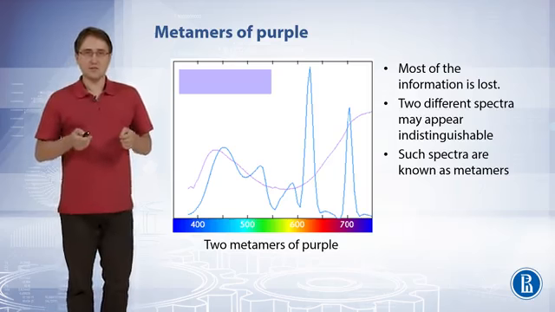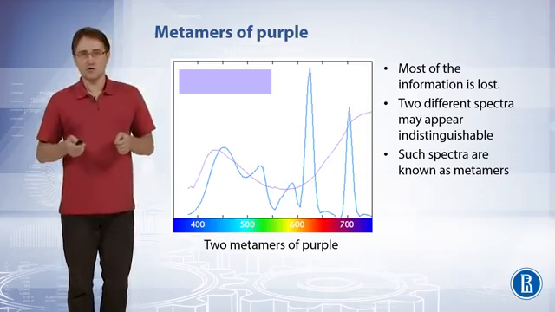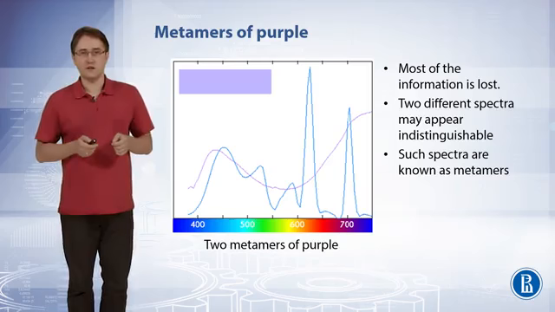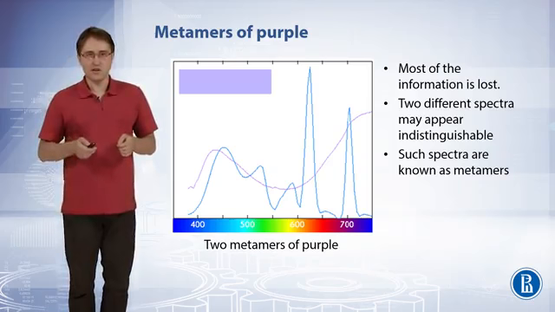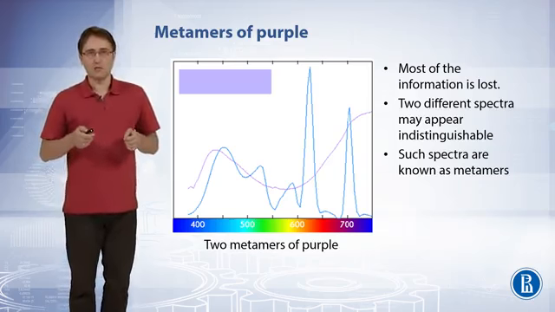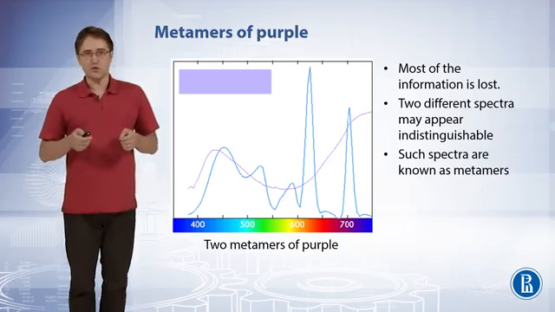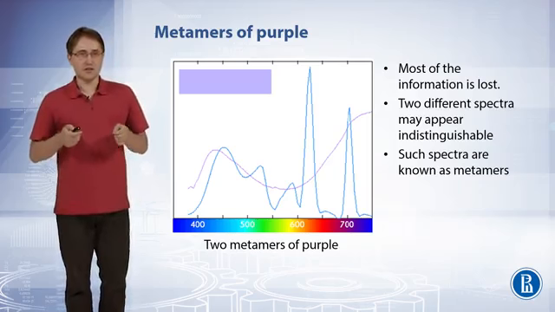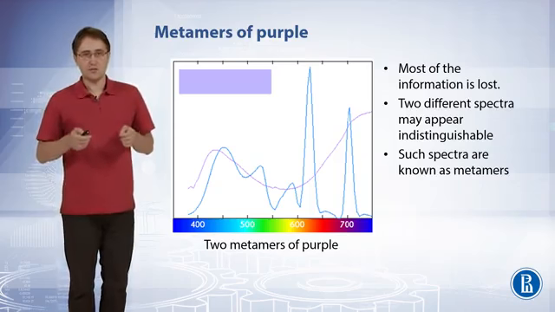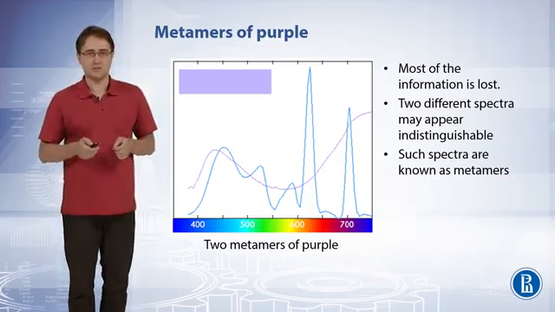So two very different spectra may appear indistinguishable to a human observer. On the slide I give two examples of such spectra, which look like a purple color. You can see from the curves that they are vastly different. One curve is very smooth and one has a lot of peaks. But to a human observer, these two very different light sources produce the same color sensation. Such spectra that produce the same color sensation are called metamers. So these two examples are two metamers of purple color.